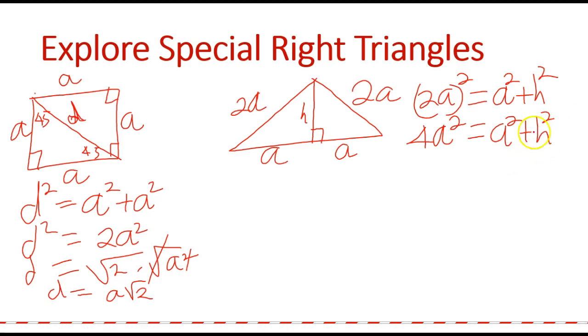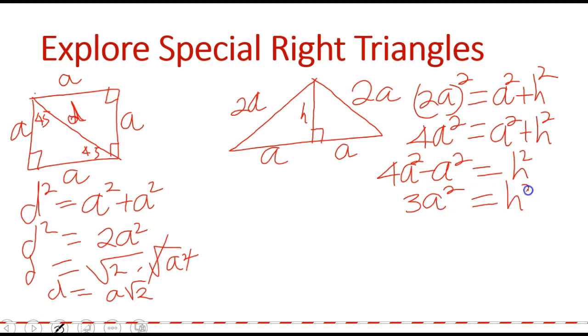Now we are solving for H, so we need to get H by itself. We subtract A squared from both sides. 4A squared minus A squared equals H squared. We subtract A squared from both sides to get H squared by itself. This is 4A squared minus 1A squared, which gives us 3A squared. So 3A squared is H squared.